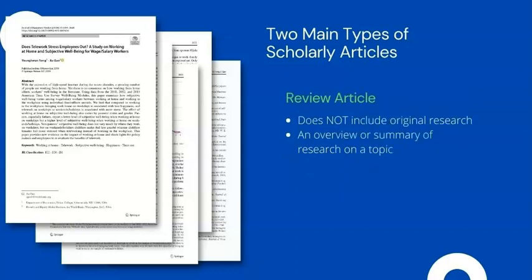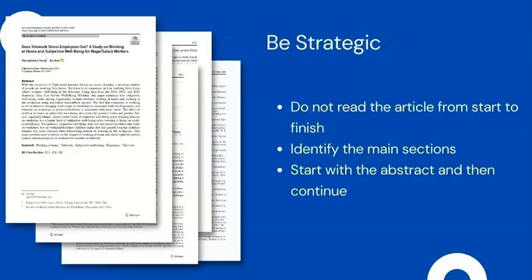The second main type is referred to as a review article. This is an article that does not include original research conducted by the authors, but instead reviews research or data previously done on a topic. These vary in format with what is included as the article sections. This video focuses on reading an empirical study article.